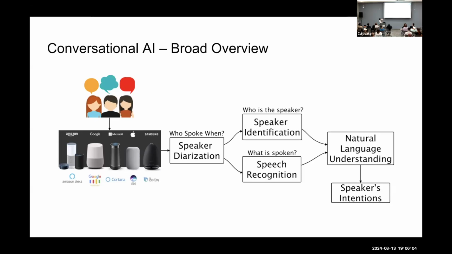Then you put all those things together in the natural language understanding block, where all the processing happens. The speaker is right, the content is right. Now we have to understand what the speaker's intention was. Just simply say, "Alexa, switch on the light." How does it work behind the scenes? This is how it actually works.